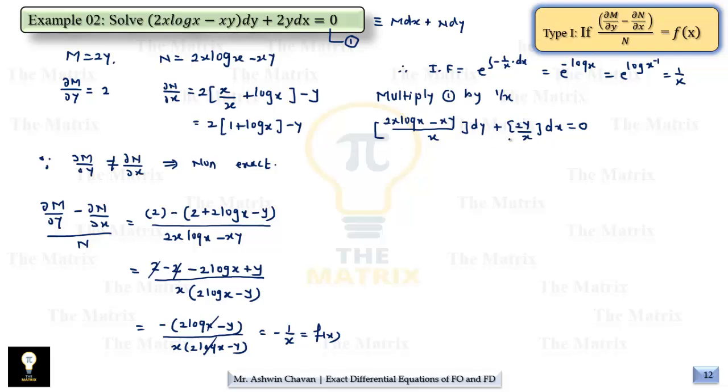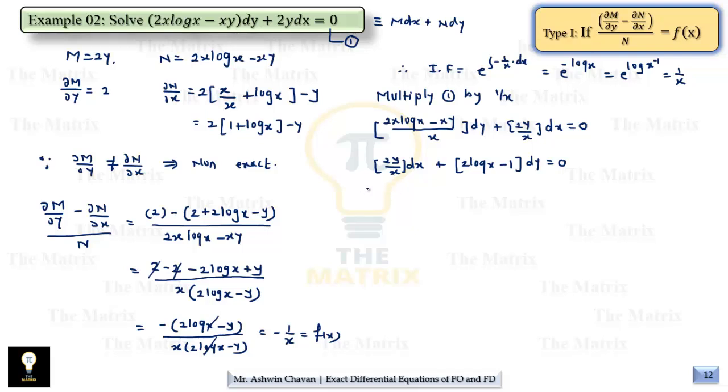We'll write Mdx first, that is 2y upon x dx plus (2 log x minus 1) dy. So we can see here this is of the form Mdx plus Ndy. So this new function is nothing but the differential equation which is exact.